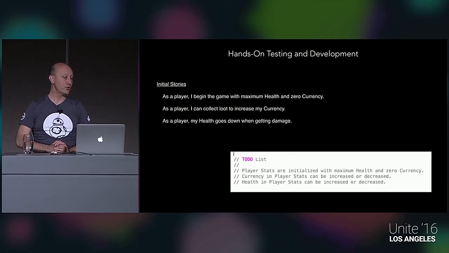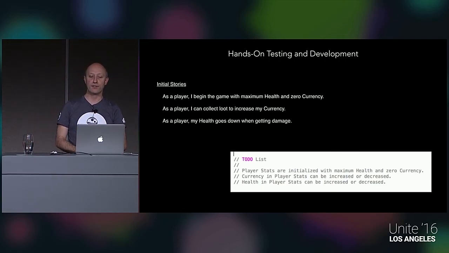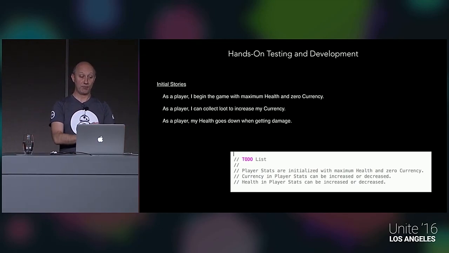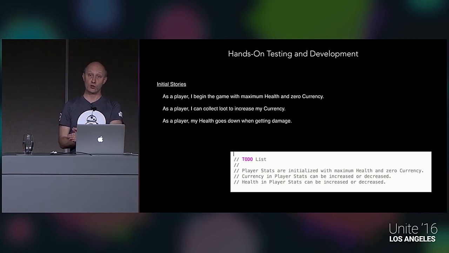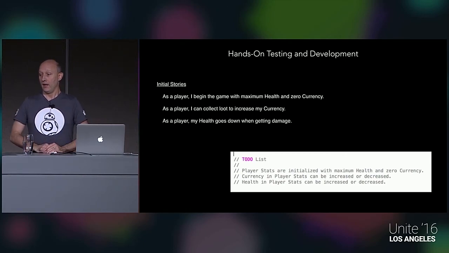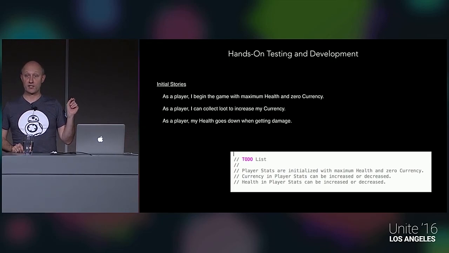So my initial user stories. As a player, I begin the game with maximum health and 0 currency. We'll say that maximum health is 100 points. As a player, I can collect loot to increase my currency. And as a player, my health goes down when I get damage. OK, those are great stories, but those are not the stories that I'm going to be testing directly.